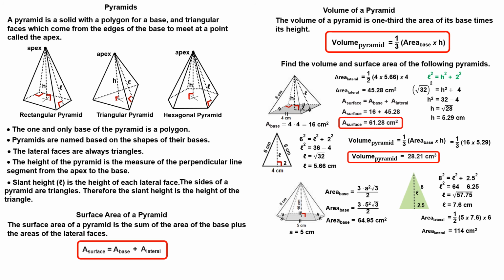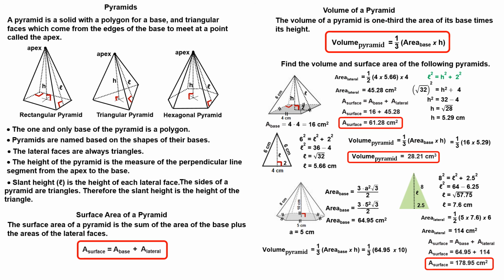The surface area of a pyramid is the sum of the area of the base plus the lateral area. To calculate the volume, take the formula, change the height and the base area. It's done.